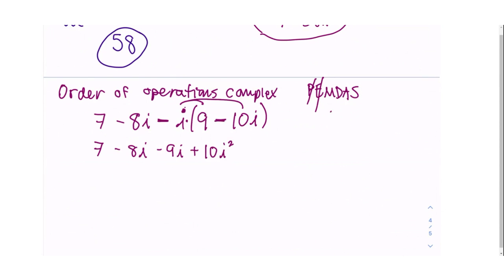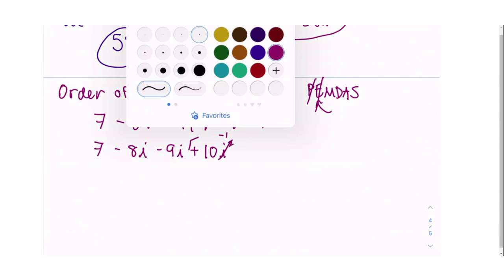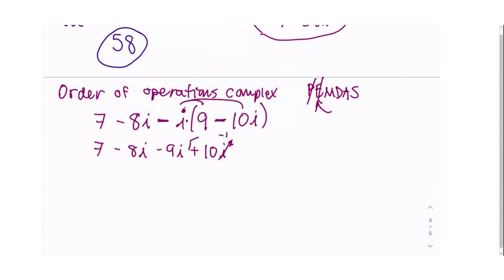So now we have to go back because now we have an exponent. But what is i squared? What does i squared really equal? Negative 1. Fantastic, Vinny. It does indeed equal negative 1. So that means that this part, let me switch colors, because this part right here is really subtract 10. And then we have 7 subtract 10. It would be negative 3.